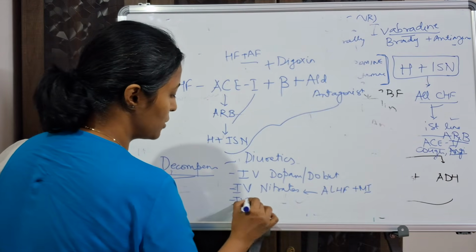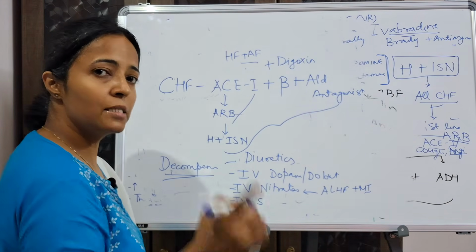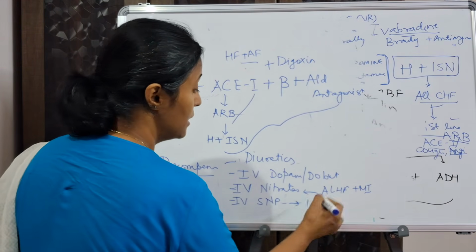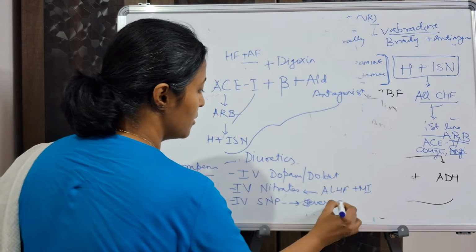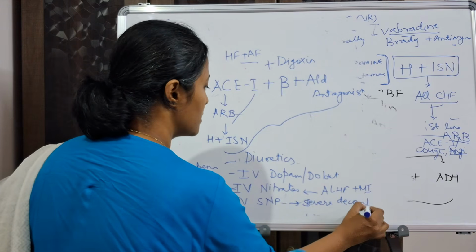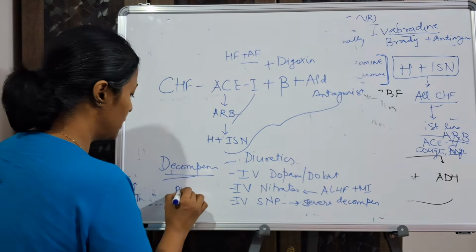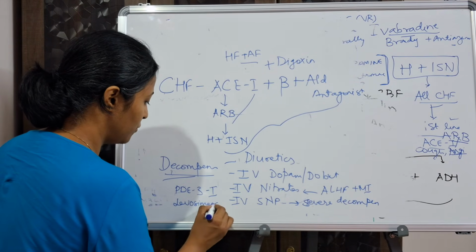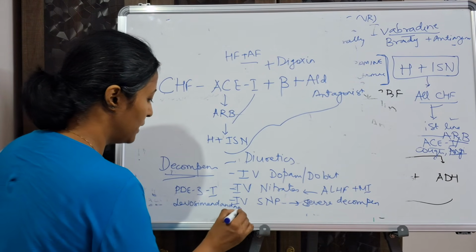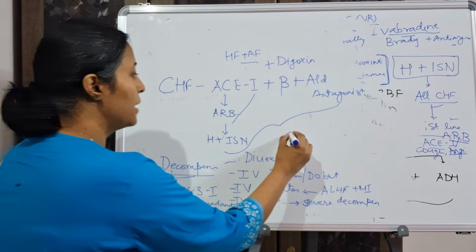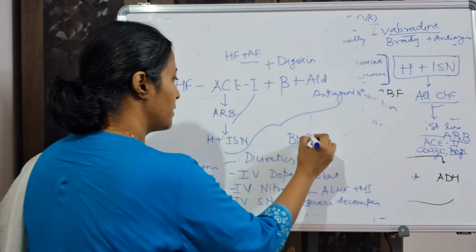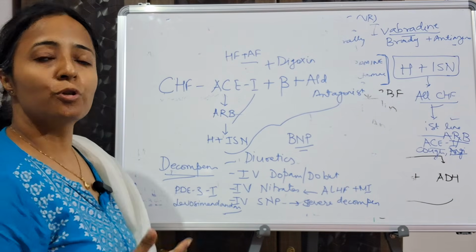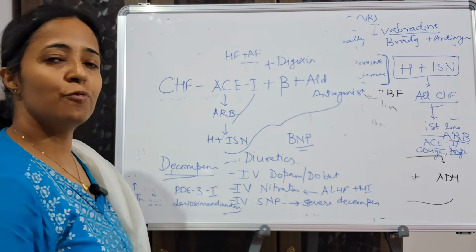IV sodium nitroprusside is the one which dilates both arterioles and veins. IV sodium nitroprusside is given, again, in severe decompensation, and other IV drugs like PDE3 inhibitors and levosimendan are all given in case of decompensation, only for short term. BNP analogs are given for refractory and advanced heart failure. So those were the various drugs which can be used for heart failure.